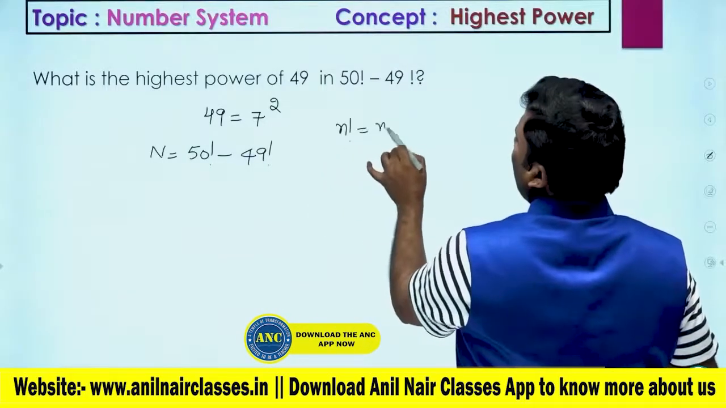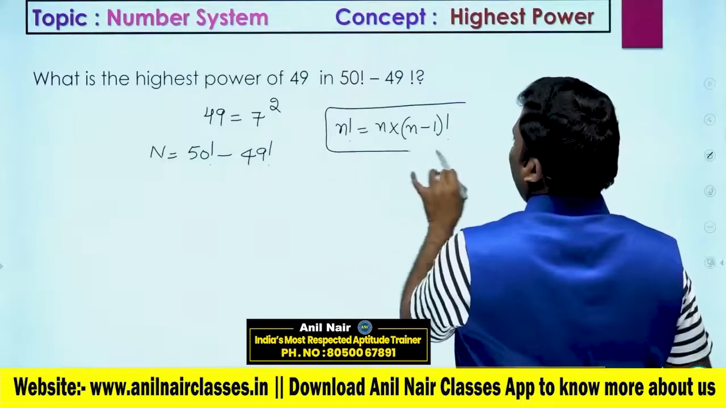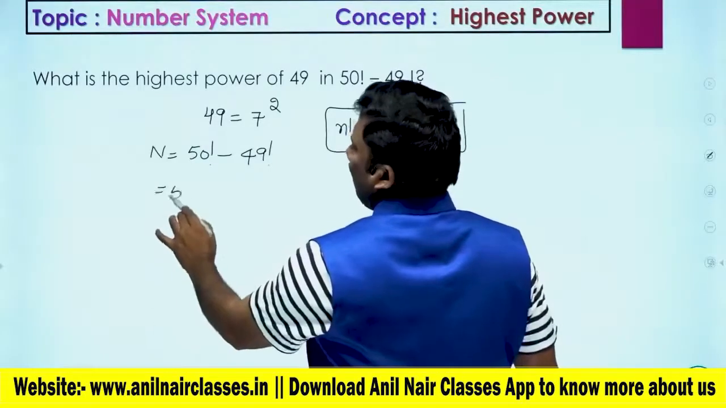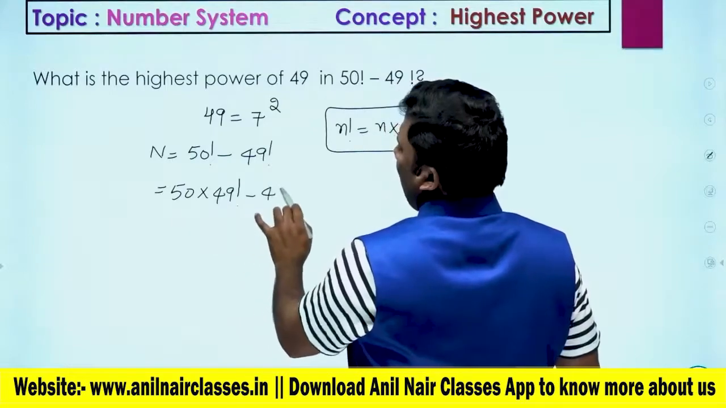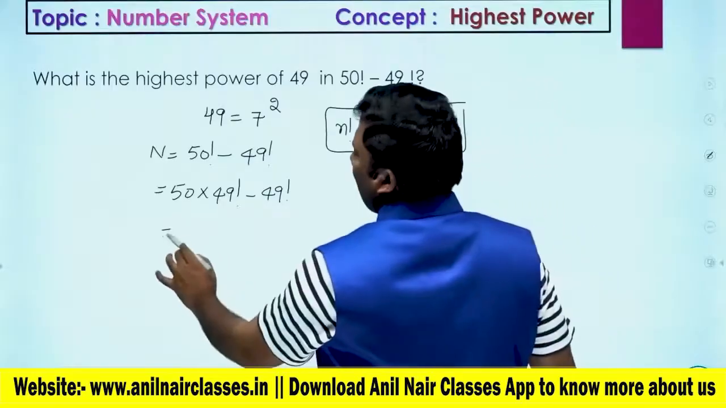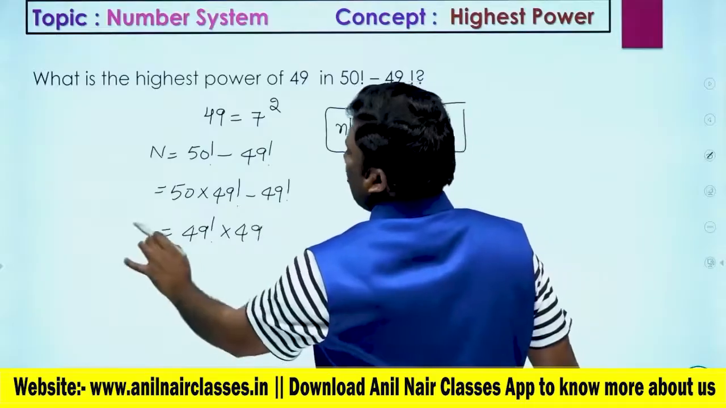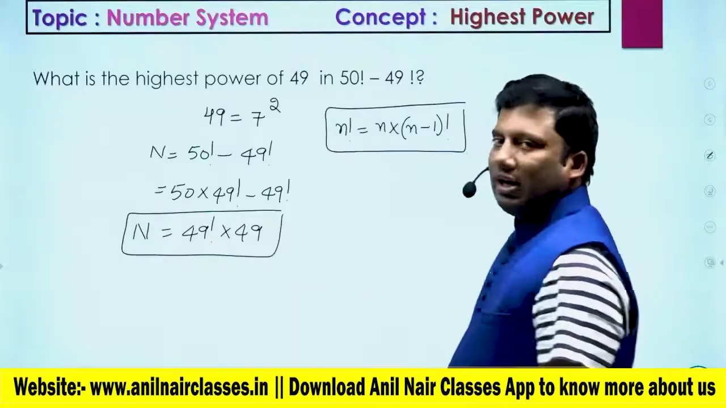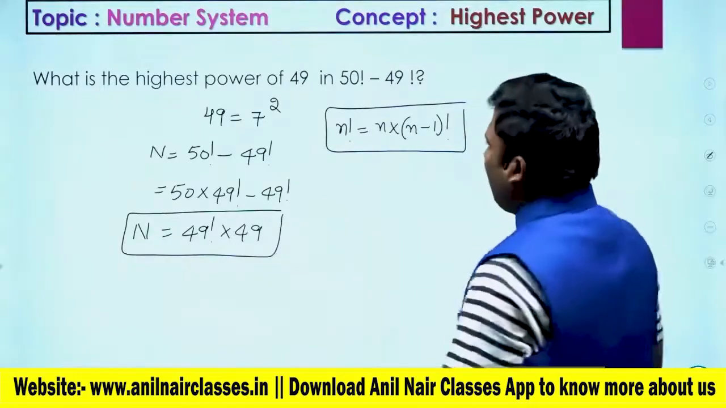N factorial can be written as n into n minus 1 factorial. So 50 factorial is 50 into 49 factorial, minus 49 factorial. If I take 49 factorial common, it is 50 minus 1, which is 49. So the entire question is condensed to 49 factorial into 49.